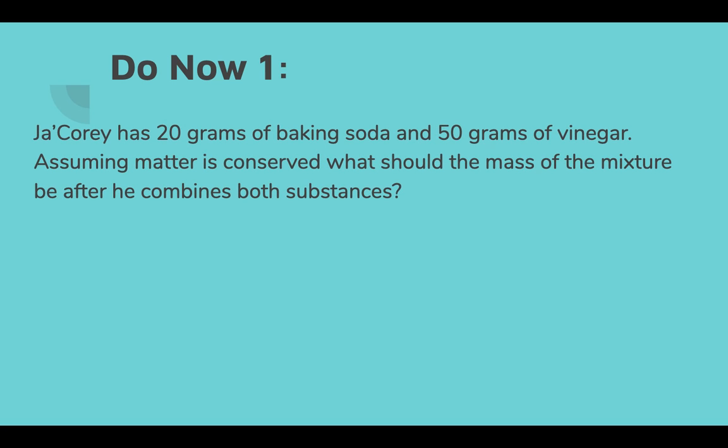All right, let's go over our do nows. So for these ones, I'm actually going to show the question again at the top just so that we can remember what we were talking about. In our first example, we see that Jacori has 20 grams of baking soda and 50 grams of vinegar. We want to know that if matter is conserved, what should the mass of that mixture be? That means that we need to add both substances. We know that all the atoms that are there before the change should be there after, so we should be able to add up their masses. In this case, 50 plus 20 gives us 70 grams.